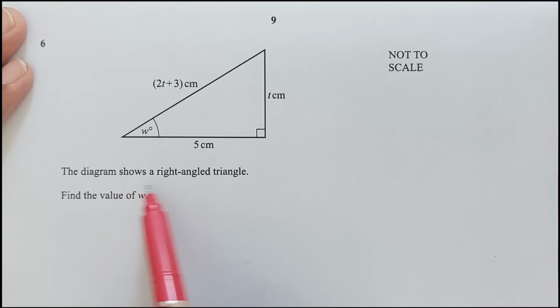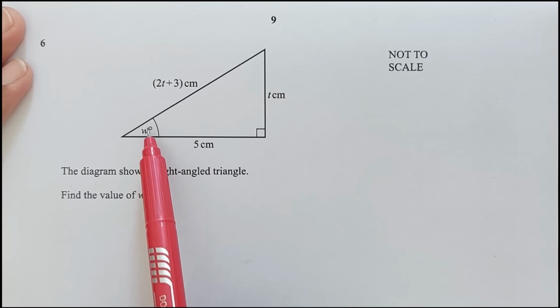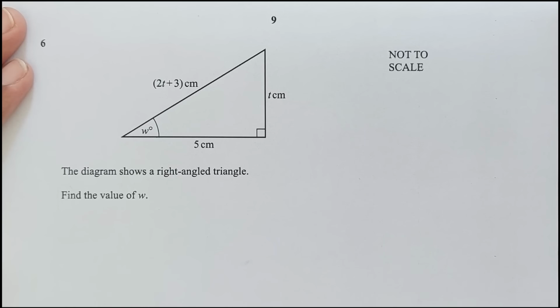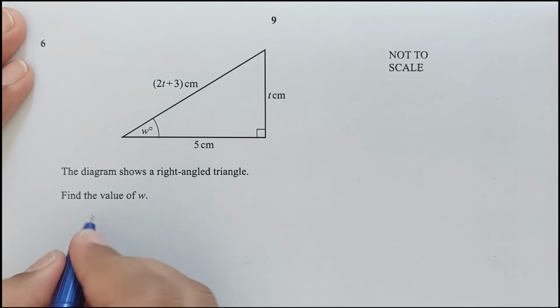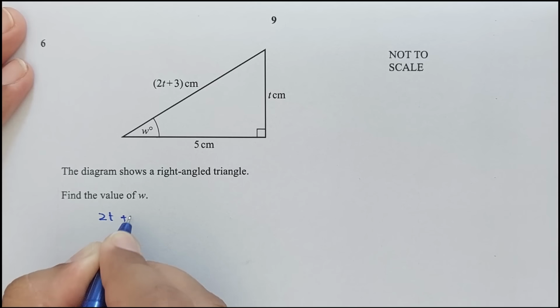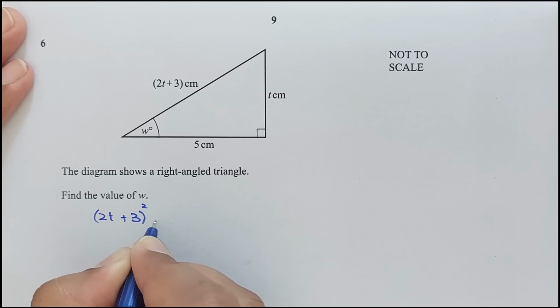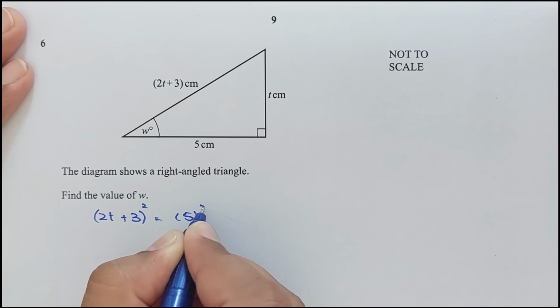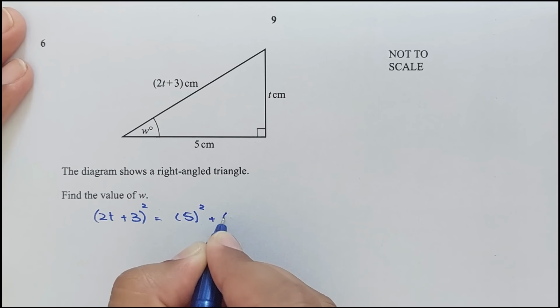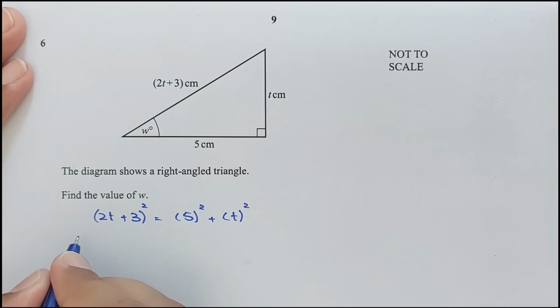Question number 6. The diagram shows a right angle triangle. Find the value of w. So w is unknown and t is also unknown, right? So let me apply the Pythagoras theorem to solve for t. So we can say that the hypotenuse 2t plus 3, its square, equals 5 square plus t square. So open the square, a plus b square.